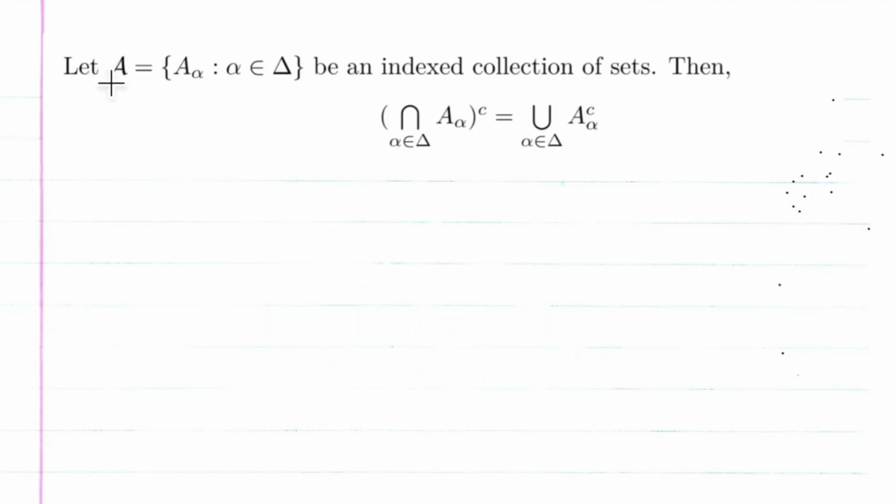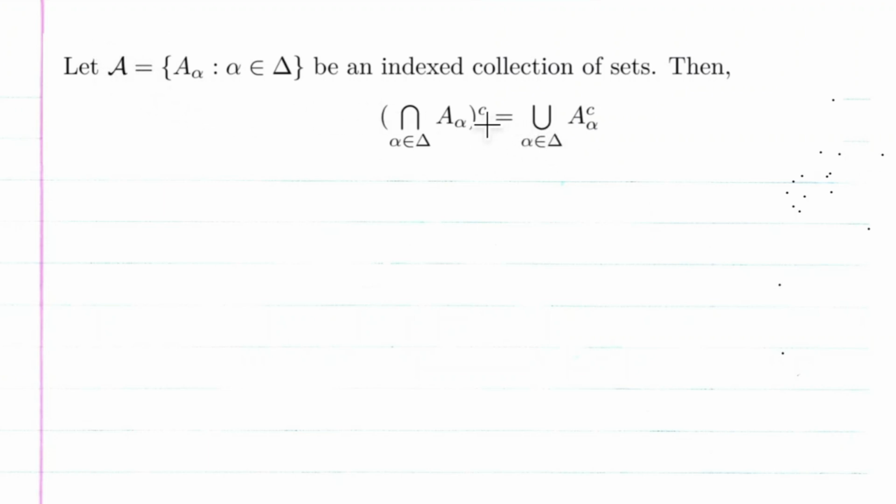Okay, so we're going to let this cursive A be an indexed collection of sets where the index set is delta, and this alpha just represents any set within this collection here. The reason it's written like this is because this collection can have countably many sets within it or uncountably many sets within it. It doesn't matter. This property will still hold regardless of how big this cursive A is.